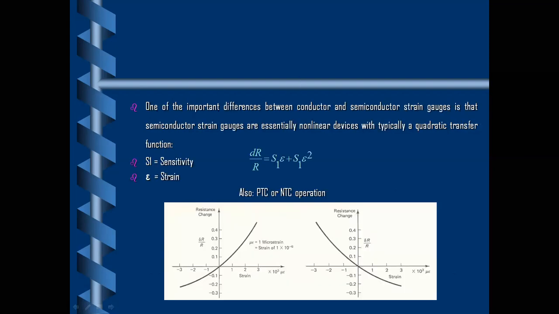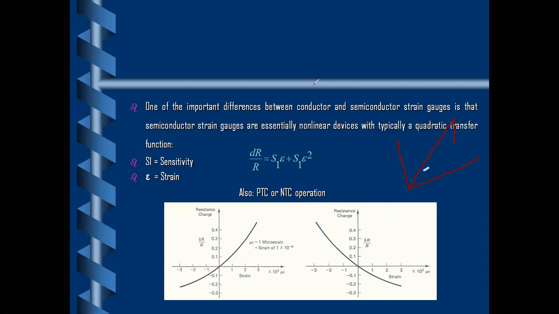That will cause a large change in the resistivity. One of the important differences between a conductor and a semiconductor strain gauge is that semiconductor strain gauges are essentially non-linear devices. Linear and non-linear: linear means suppose I am having a graph and from the center it is varying linearly. This is a linear one. However, if I am having a graph and it varies non-linearly, this is a non-linear one.